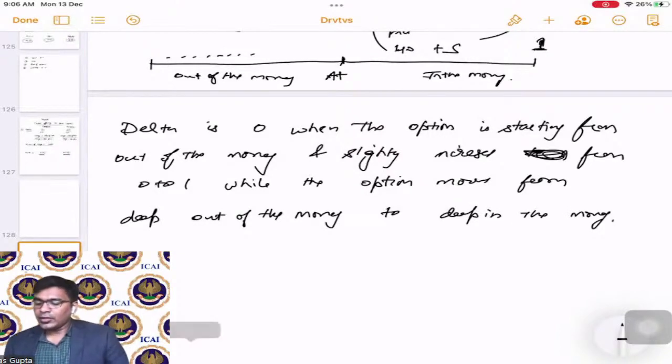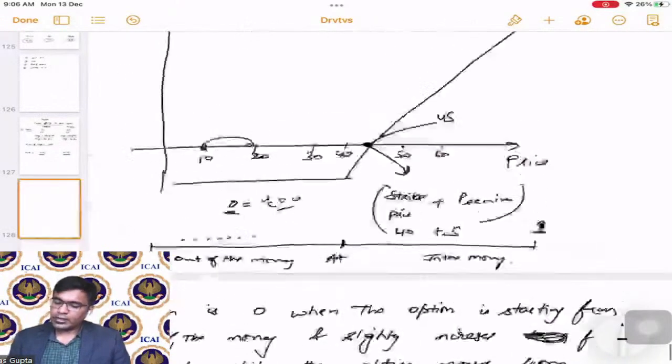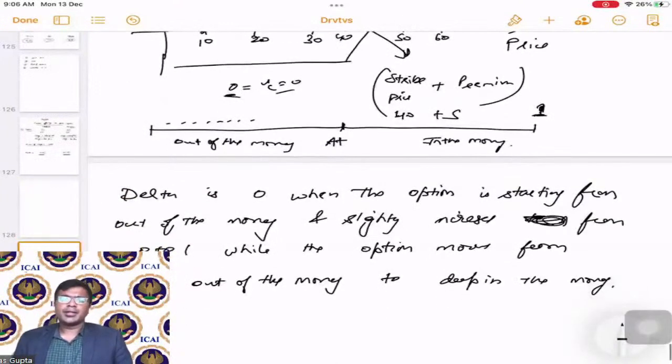So this is very critical to understand, because when it is deep out of the money, the delta will be 0 because any change in the price will not have any impact. But when it is deep in the money, any small change in the spot price will have a big impact on the payoff, and hence it will have a big impact on the value of the call option.